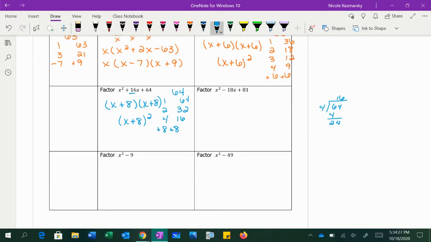Okay, next example. We're going to do a factor pair list for 81. So 1 and 81, not 2. 3 and 27. 4, no. 5, no. 9 will work. Yeah, let's do 9 and 9. And as it happens, minus 9 and minus 9 get you minus 18. So we're going to have x minus 9 and x minus 9. And because they're the same, we can write it squared.